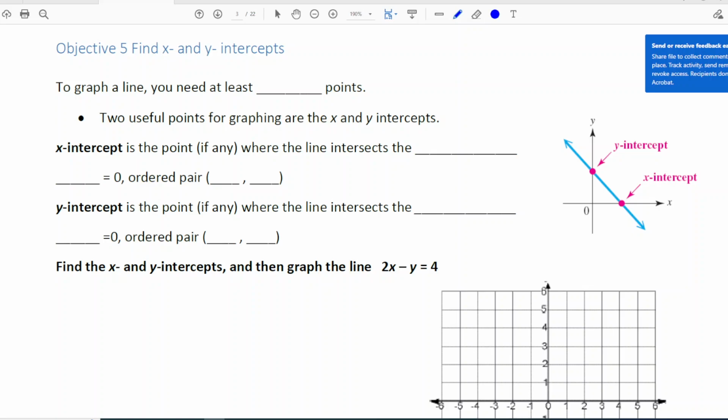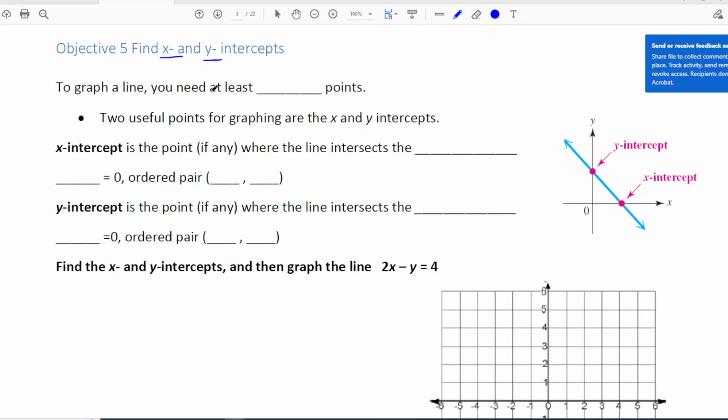This next video is a continuation of what we just did. What we just did is we found ordered pairs that satisfy an equation so that we could give a graphical representation of a two-variable equation. Now, finding random points can sometimes be difficult. So what we do is we focus on 2 points that are the easiest to find when you are looking for points to graph an equation, and those are the x and the y intercepts.